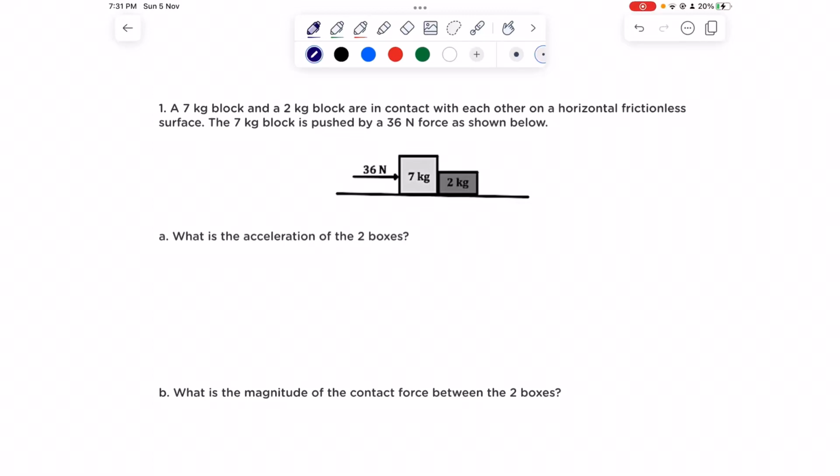This sample problem is on contact forces and its relation to Newton's laws of motion. A 7 kilogram block and a 2 kilogram block are in contact with each other on a horizontal frictionless surface. The 7 kilogram block is pushed by a 36 Newton force as shown below. First question, what is the acceleration of the two boxes?